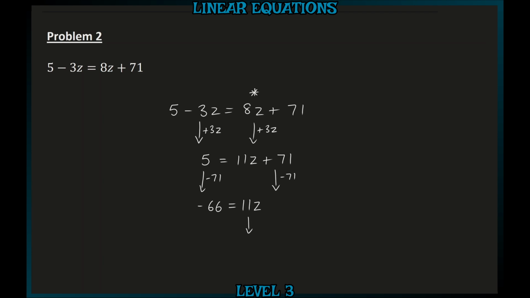Finally, to remove the times 11 in front of that z, we divide by 11, and we do exactly the same on the left. And the times 11 and the divide by 11 on the right cancel out to just leave us with z. And on the left, minus 66 divided by 11 gives us minus 6. So our final answer for problem 2 is minus 6 equals z, or z equals minus 6.